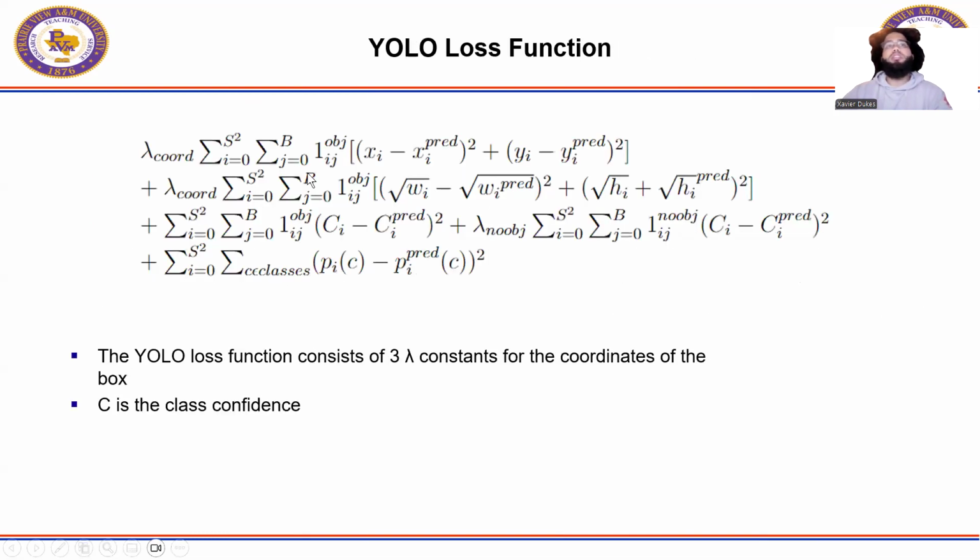Here we have a YOLO loss function where C is the class confidence and the lambdas are constants for the coordinates of the bounding box. Here we can see again that loss that I was referring to. You have xi, which is the x input, of the ground truth, and then you have the predicted value, the generated value. Find that difference, square it.